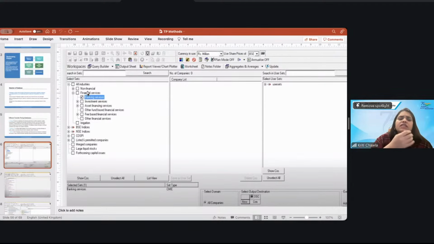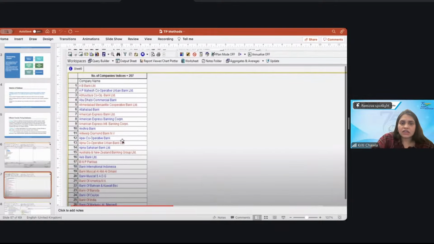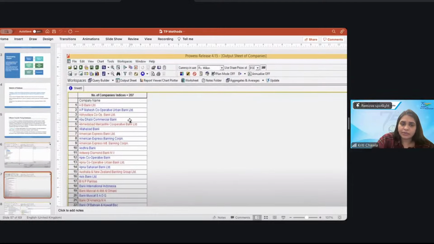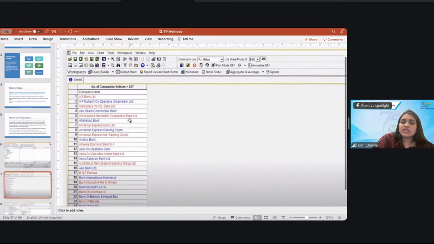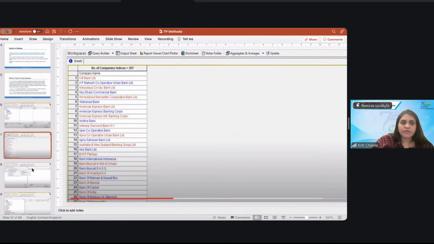So let's see that we've chosen banking services. There will be an option out here which will say add to current OSC, the spreadsheet, or use a new spreadsheet. We choose that particular option and we select the companies. And these are the companies that it will actually give us. Let's say that they've given us 207 companies and we've added all these 207 companies into a particular spreadsheet. Now, these are the 207 companies which belong to our situation.